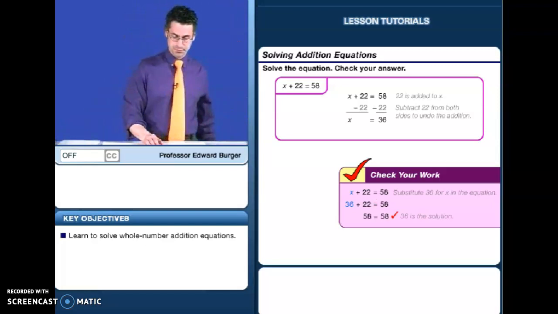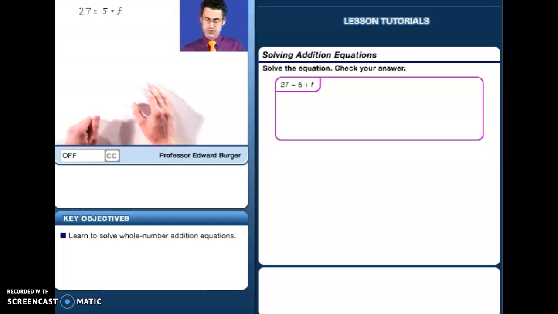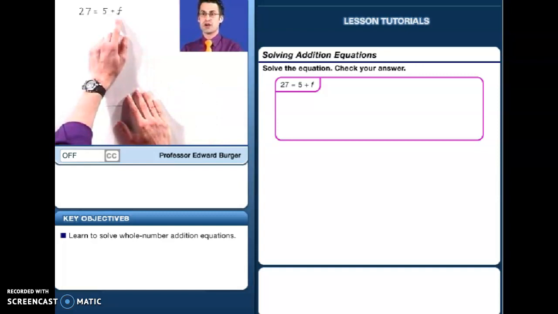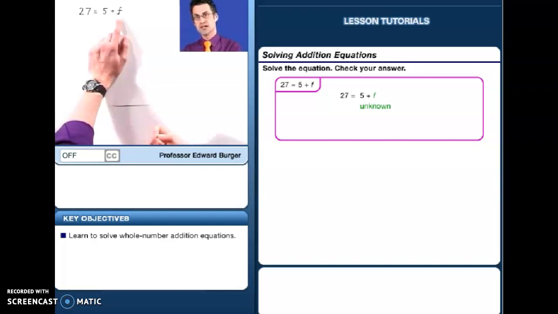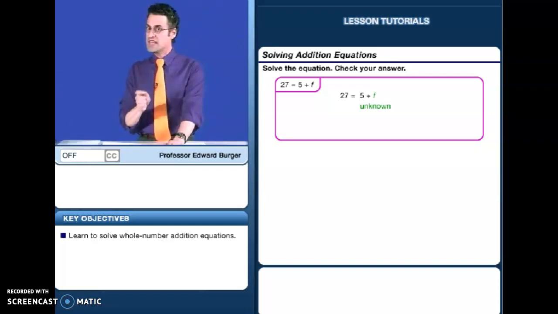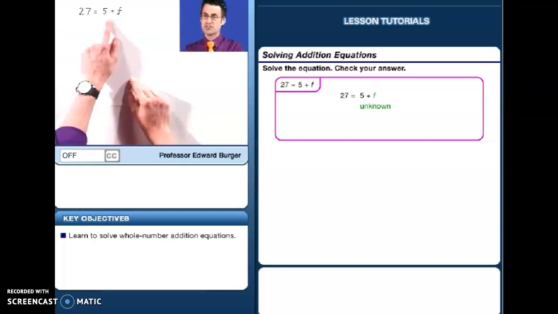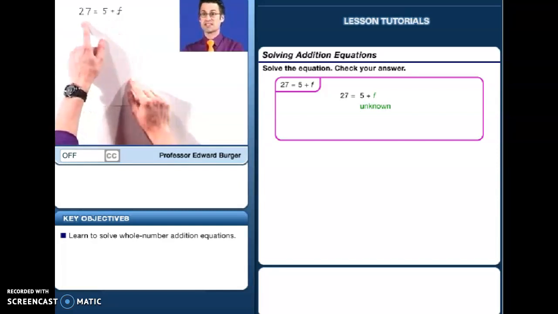Let's take a look at this one. 27 equals 5 plus f. Now notice here the letter f is not x. That's okay. In math, we can use any letter at all to represent something that's unknown or a variable. In this case, it's f that remains a mystery. But we know that whatever that quantity is, it's going to satisfy this. That means that when you add 5 to it, it's going to equal 27.